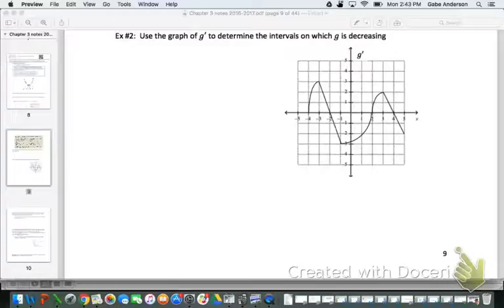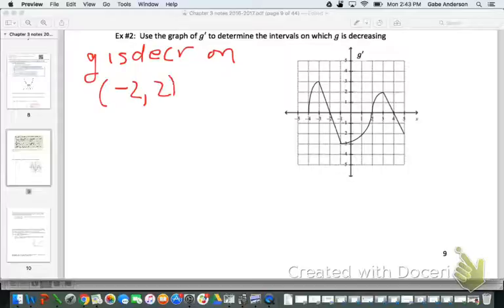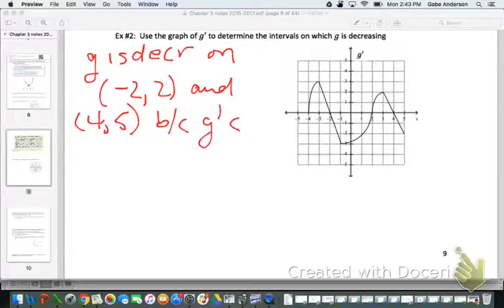Would anyone like to share their answer? John. Would you consider that 5 or going to infinity? Let's just say 5 because we don't really know what happens out there. So it says G is decreasing on the interval from -2 to 2, you said? Yep. And 4 to 5, because G prime is negative during the intervals -2 to 2 and 4 to 5. So I'll just say on those intervals.